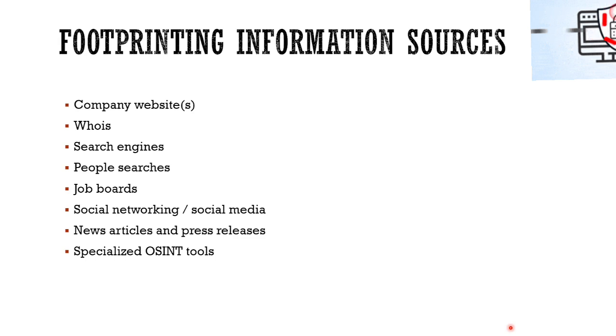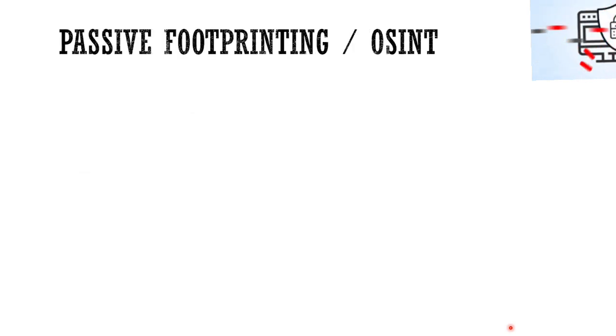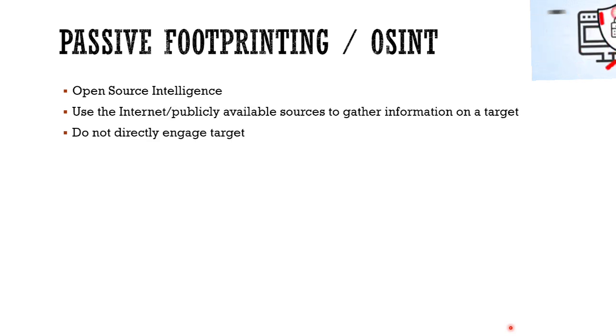Passive footprinting is the quietest. We're going to look through publicly available information. We'll use open source intelligence. We're not going to directly engage the target. We're just going to pick up on all the footprints that they left behind.